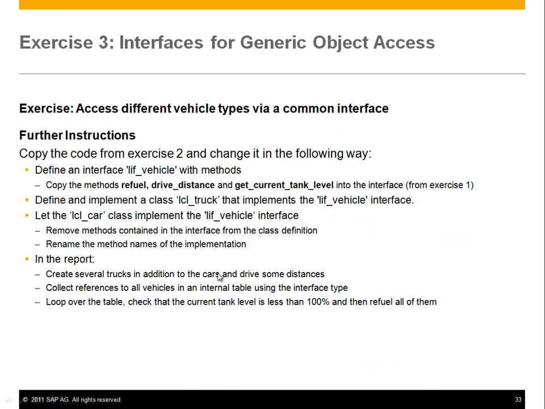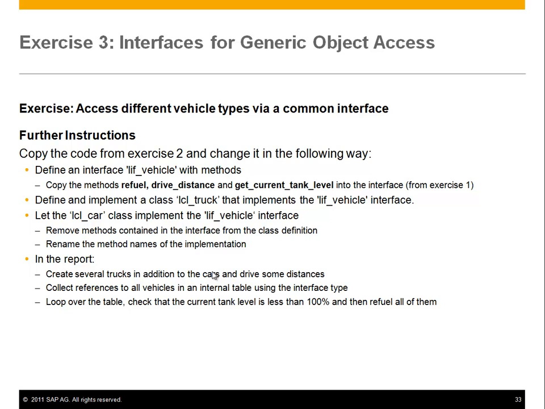Now we want to do another exercise where you can learn how to use interfaces. The logical exercise is to access different vehicle types via a common interface. So you start by copying the code from exercise 2 and changing it in the following way. First of all, you define an interface LIF vehicle with the methods refuel, drive distance, and get current tank level. So you assume that these, from the logical perspective, should be the same for all vehicle types. And so basically you're moving those definitions from the class into the interface. Then you define and implement a class LCL truck in addition to the car that also implements the interface vehicle.